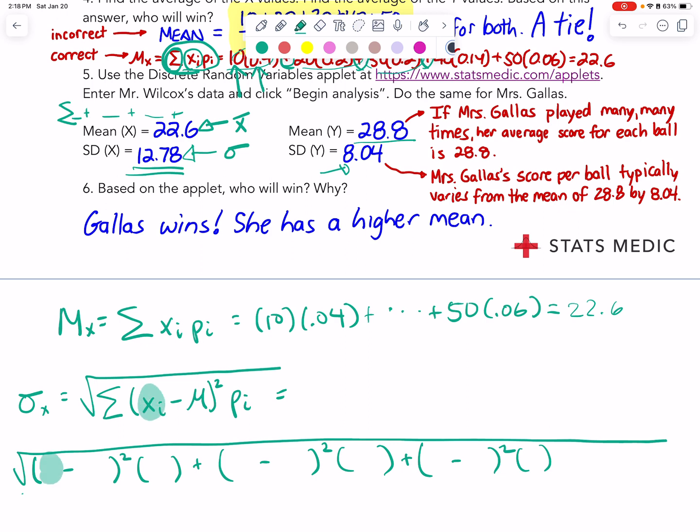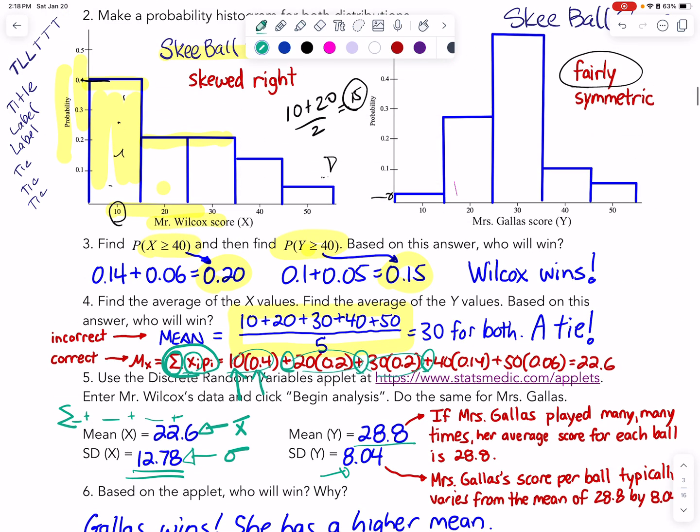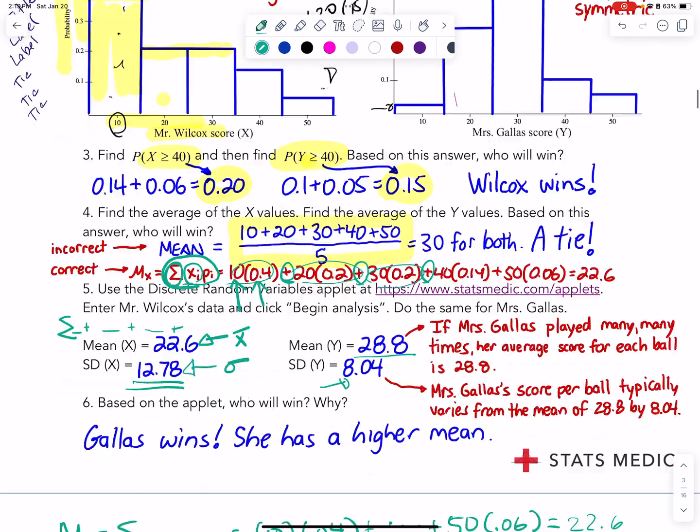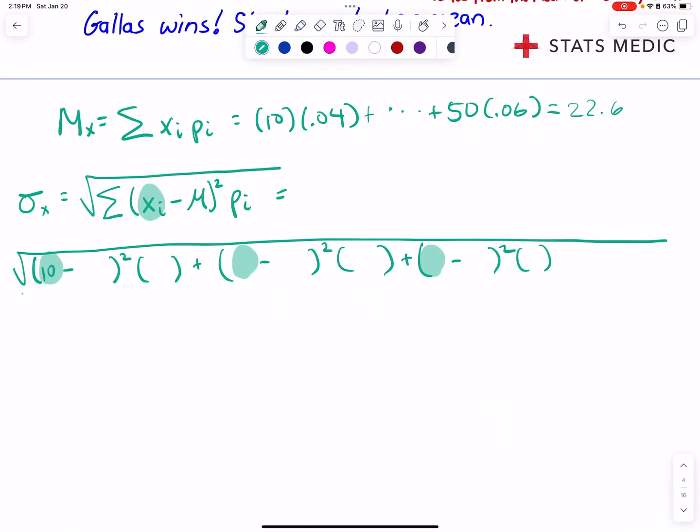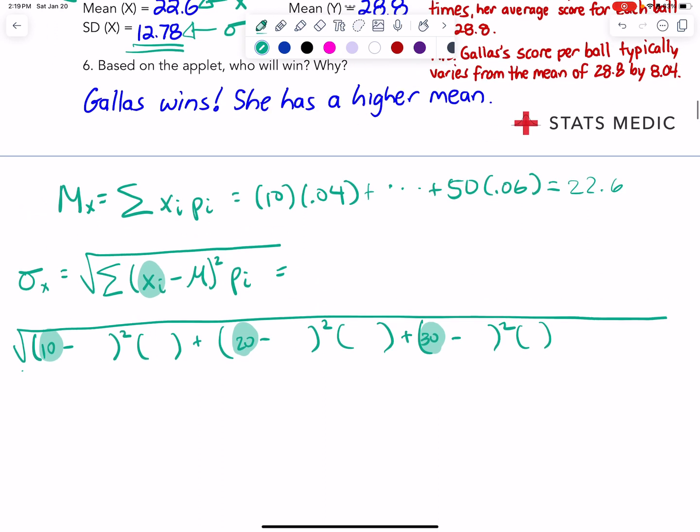Okay, so the very first, let's look here. This first is my x. You're going to put all the x's here. So x is all my x's. Remember, these are my x's from here: 10, 20, 30, 40, 50. So 10, 20, 30, and so forth and so on. Okay, the next one, let's go ahead with this, the mean. The mean is always the same right here. The mean we found is 22.6. So 22.6, 22.6, 22.6. Now I haven't finished them out. I've just done the first 3 terms so far.